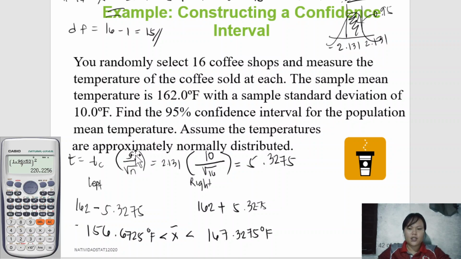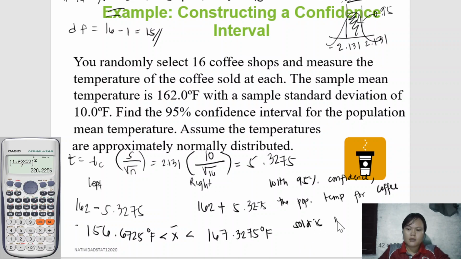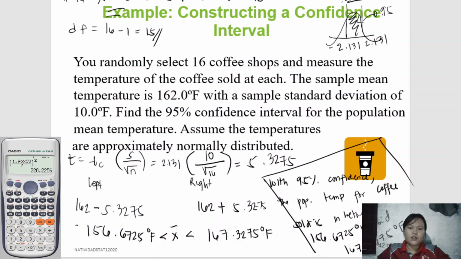95. Okay, so with 95% confidence, we can say that the population mean temperature for coffee sold is in between 156.6725 degrees Fahrenheit and 167.3275 degrees Fahrenheit. Okay? So again, that's how you would be solving for that problem.